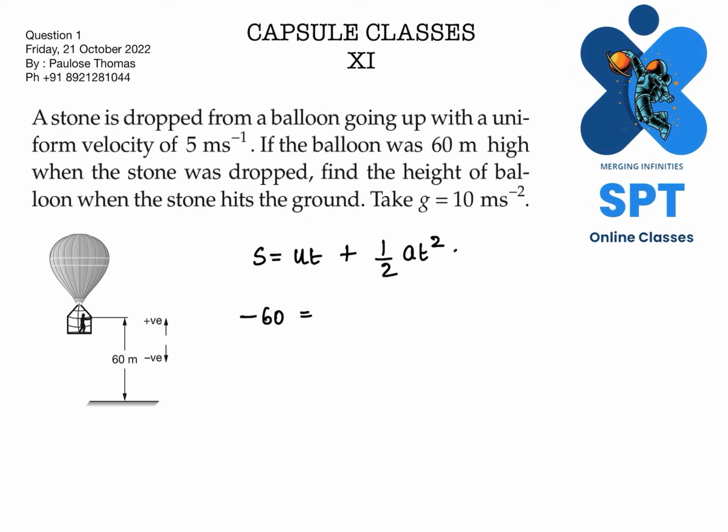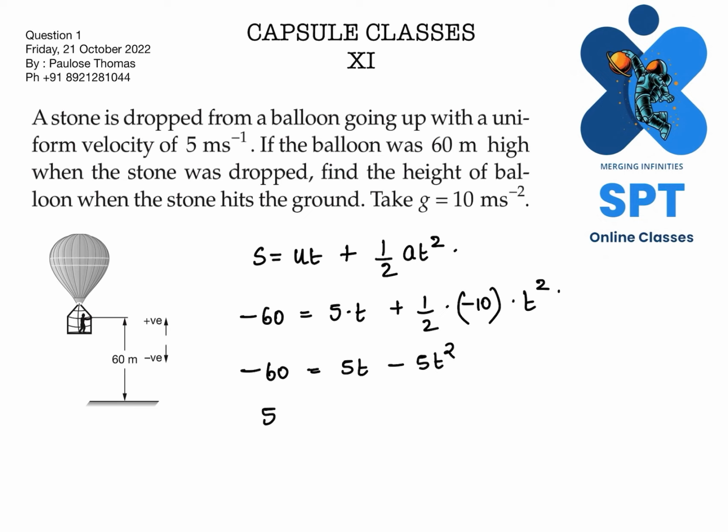The reason is because when you drop the stone, the balloon was already going up with uniform velocity 5 meters per second. So upward motion taken as positive, so positive 5 multiplied by t plus half multiplied by acceleration. You need to substitute minus 10 since the stone is coming down, into t square. When you reduce that equation, you will be getting minus 60 equal to 5t minus 5t square.